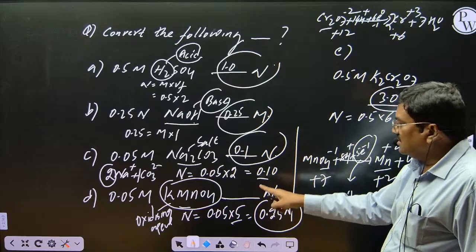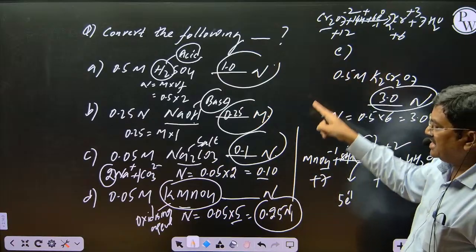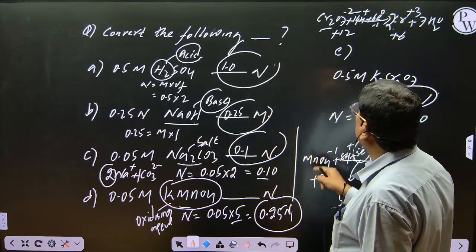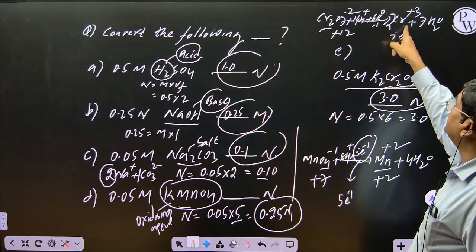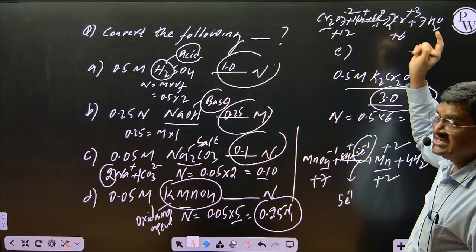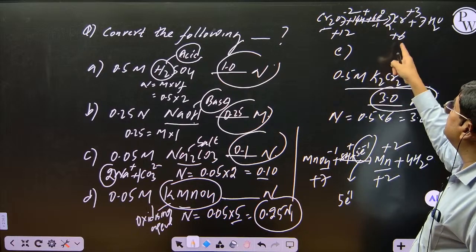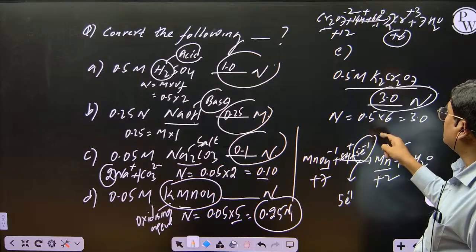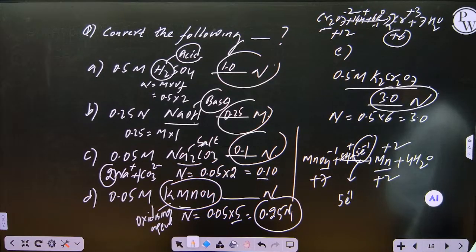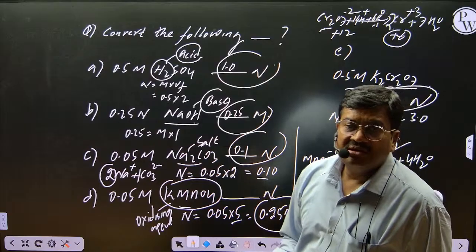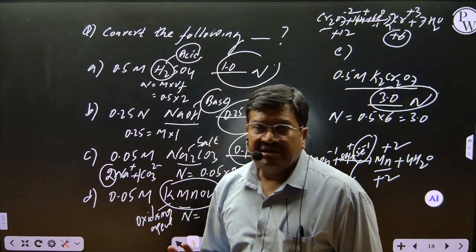Here dichromate ion is also an oxidizing agent. Potassium dichromate is an oxidizing agent. Here we wrote potassium dichromate. It is an oxidizing agent. It converts into Cr plus 3. How many electrons has it gained? 6 electrons. So this 6 electron will be the valency factor, since he is asking normality. Clear, students? So with this, normality is completed. Next slide, ppm.